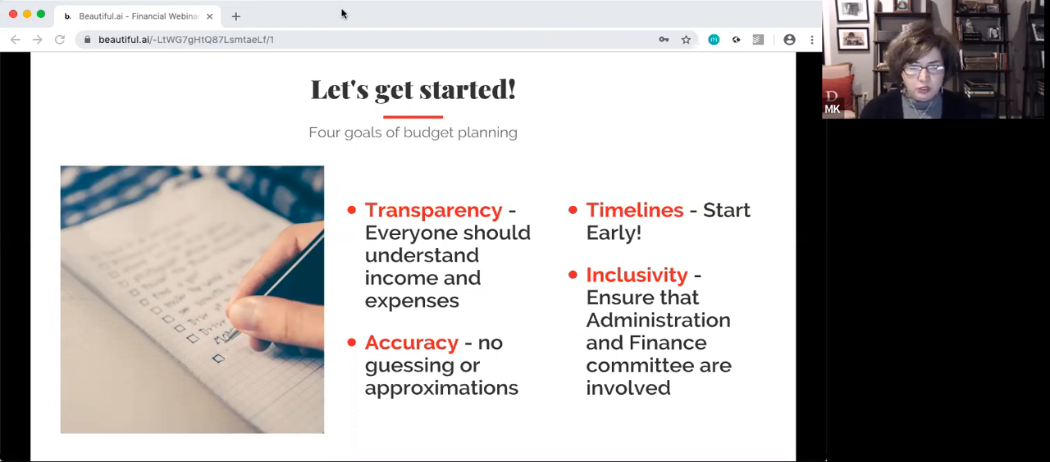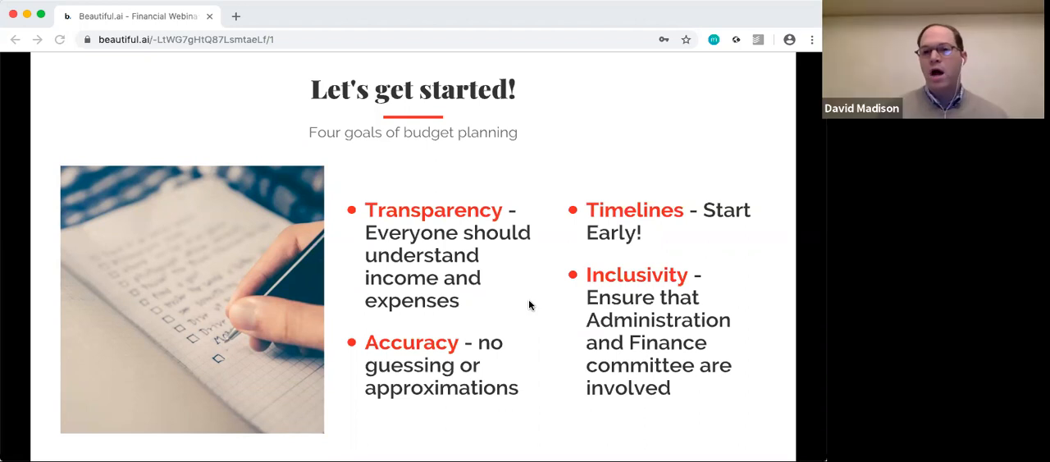Again, with timelines, we start early. That's something that you want to do. And then finally, inclusivity. You want to ensure that everyone is involved, from the finance committee to administration, in the budgeting process. And then it goes to the board and they're involved as well. We wouldn't want to have just one person putting together a budget. We do see that sometimes in a school where the treasurer will put it together or the head of school will put it together. And that's just not good practice. And it's important that everyone's included in the planning.